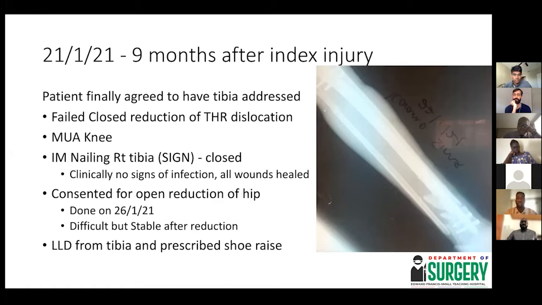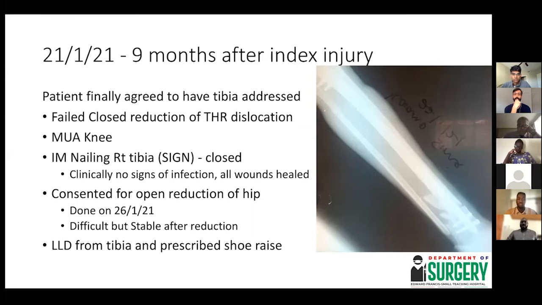We did an MUA of his knee as well to try and improve the knee movement, as that may be contributing to the dislocations, and did a signed nail of his right tibia, closed nailing. Clinically, there were no signs of infection and all his wounds had healed satisfactorily. We then spoke some more and consented for an open reduction of the hip. And when he agreed to that, that was done 5 days later.